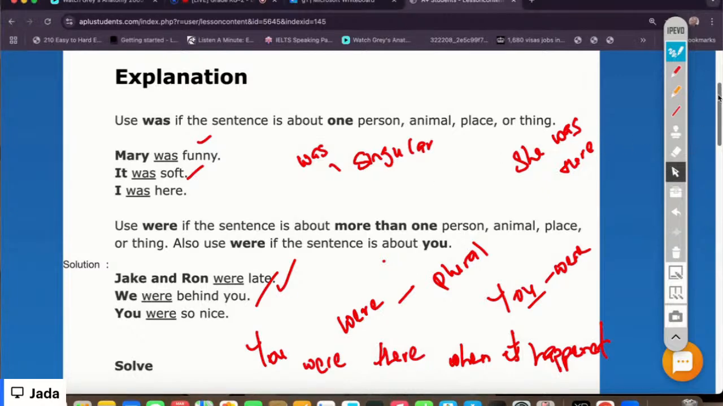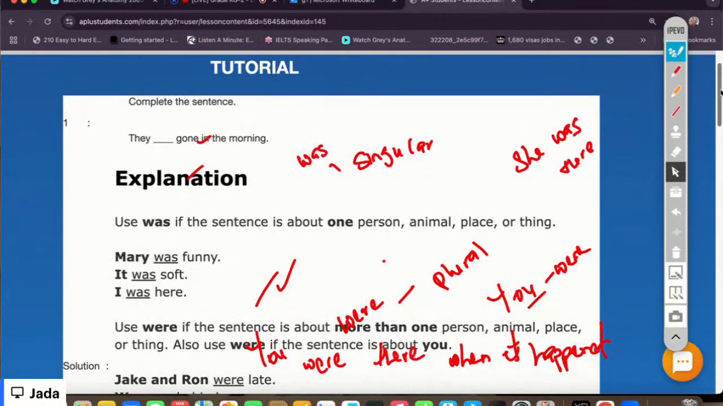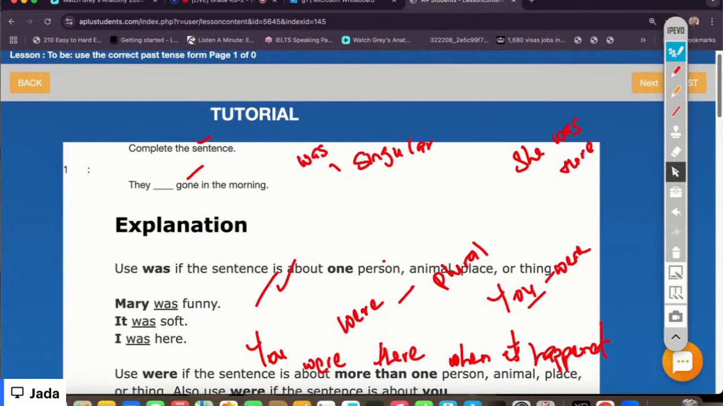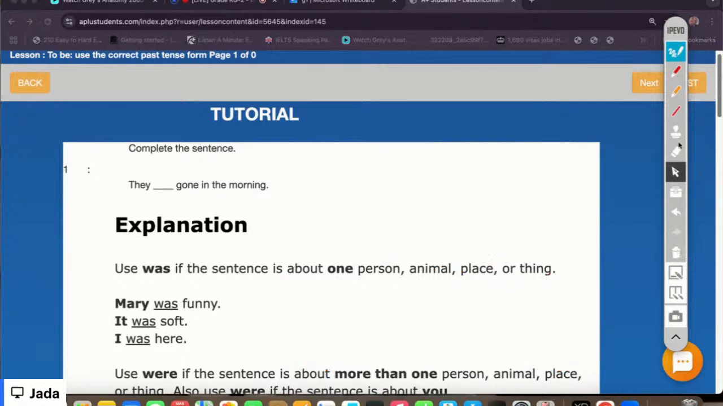Okay, so your question is, are these plural and singular? Yeah, we could say plural and singular because this particular lesson is the to be and to have verb. Okay, so to be, use the correct past. The one we did was use the correct present, and this is use the correct past. So it's just telling you how it works with the present and the past. Okay, so let's look at some examples now.